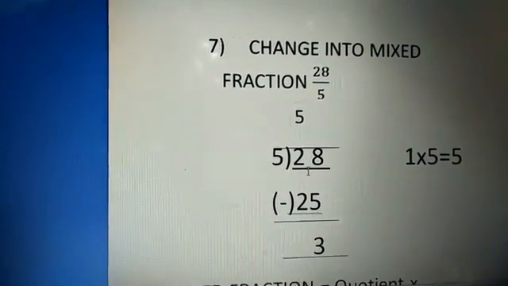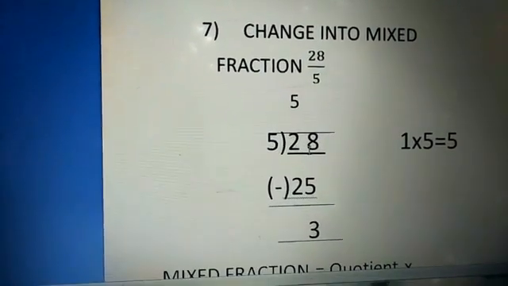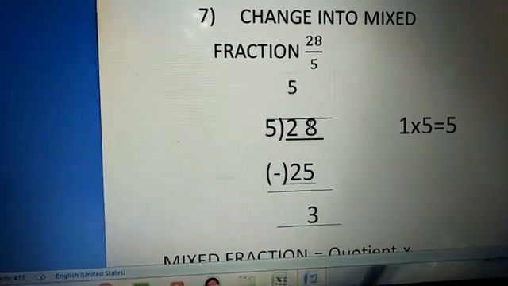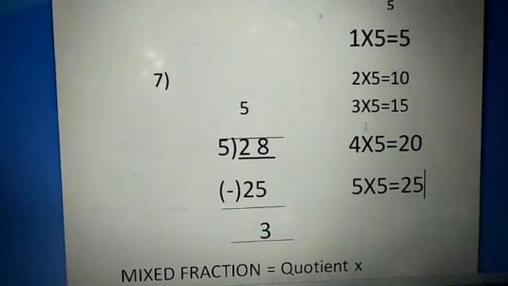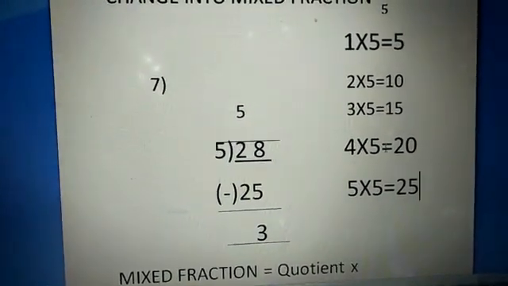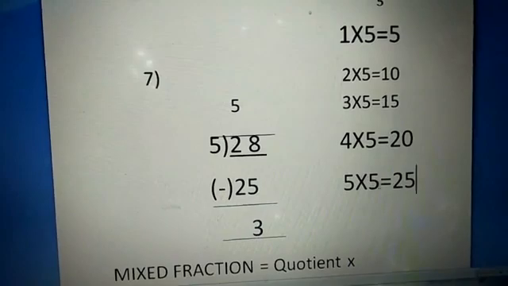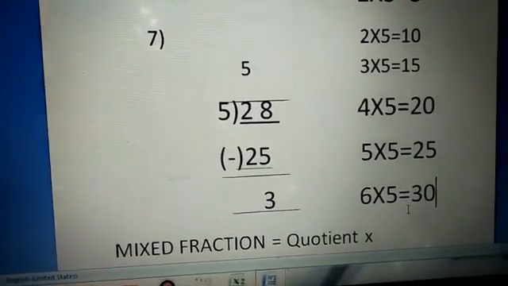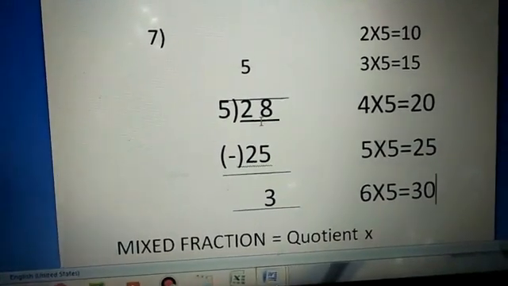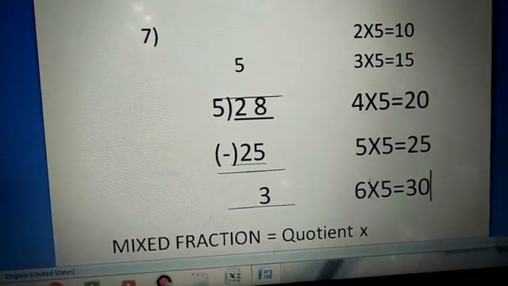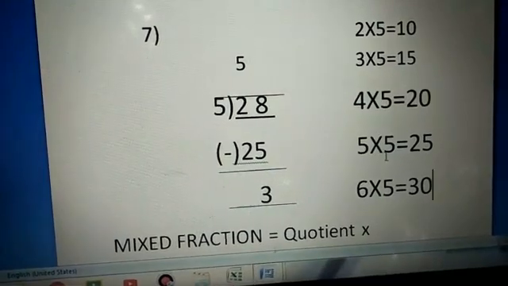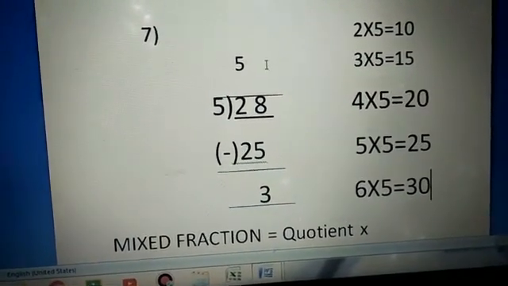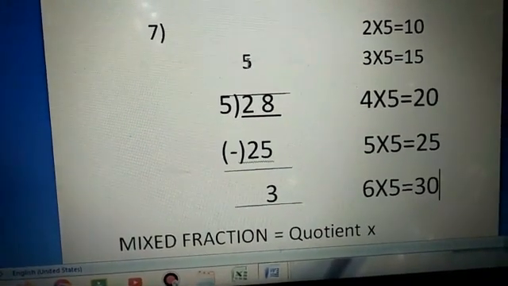Now we get 28. Now you have to check how many times 5 goes into 28. So children, 4 5s are 20, 5 5s are 25, 6 5s are 30. But we have 28 alone. So I reduce one time and go to 5 5s are 25. So how many times, children? 5 times. So I write 5 in the quotient.